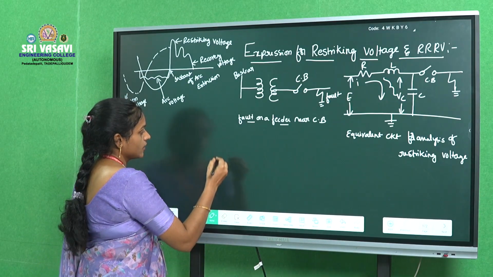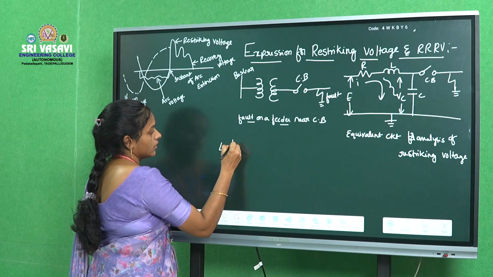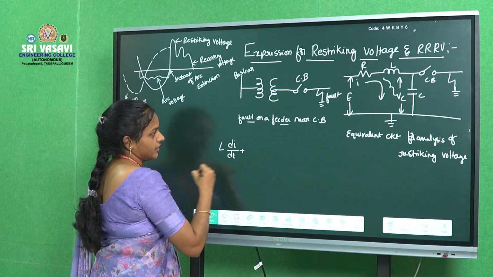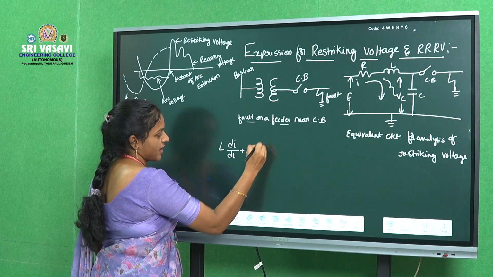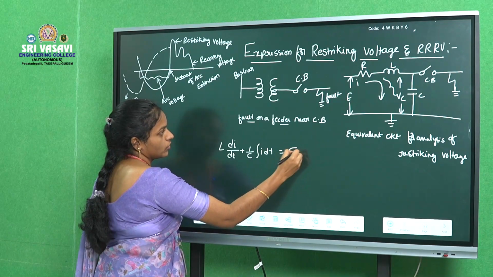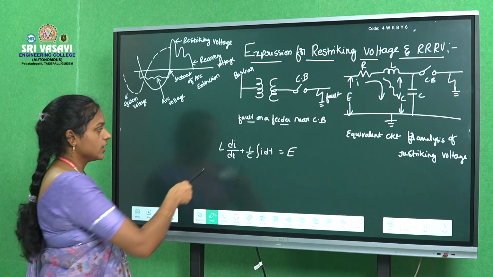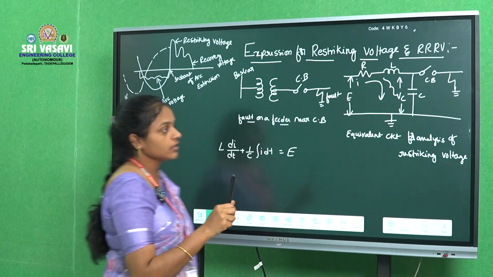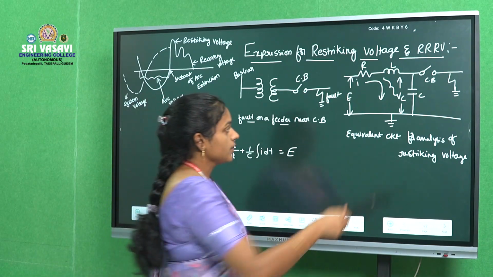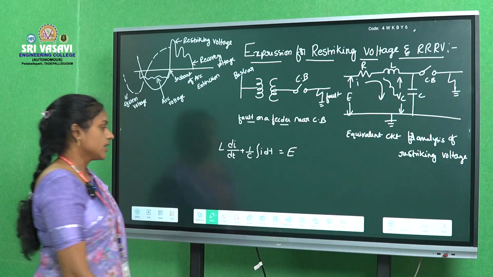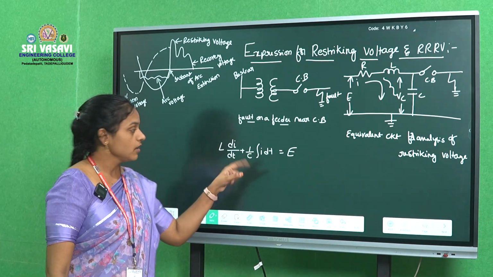The voltage across the inductor can be written as L into di by dt, and the voltage across the capacitor is 1 by C integral i dt, and the total voltage is E. So E equals L into di by dt plus 1 by C integral i dt. Here we are calculating only the restriking voltage, that's why I am taking the voltage across the inductor and capacitor only.